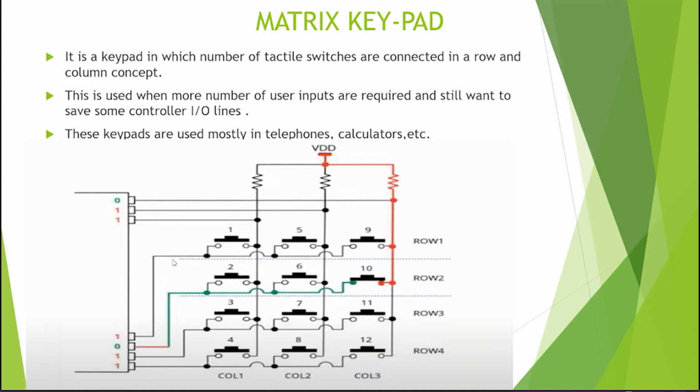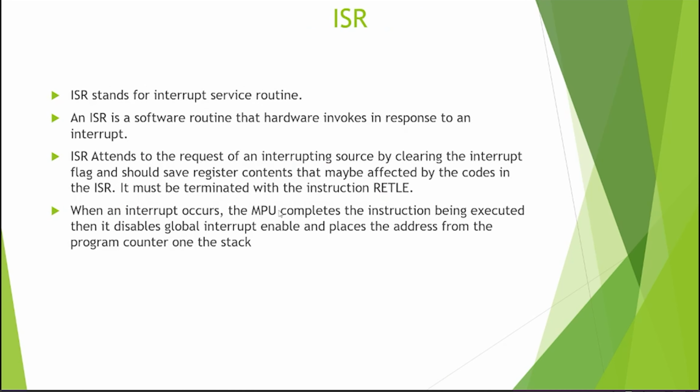So there are some inputs. These three are inputs, RA0, RA1 and RA2, which we mention as columns, and these four are the output pins, which we mention in row form: row 1, row 2, row 3, row 4. Now we talk about the ISR.